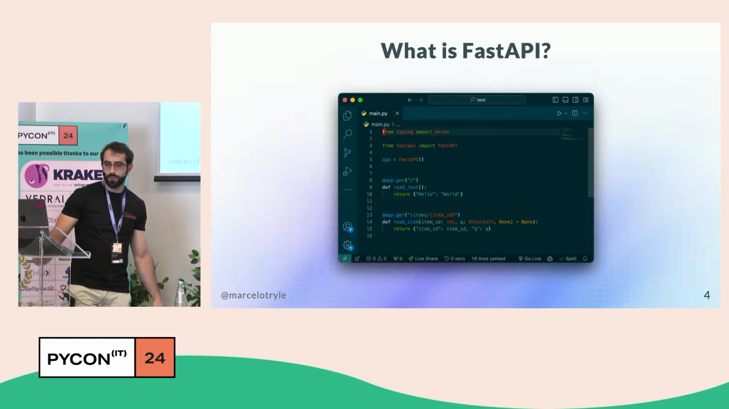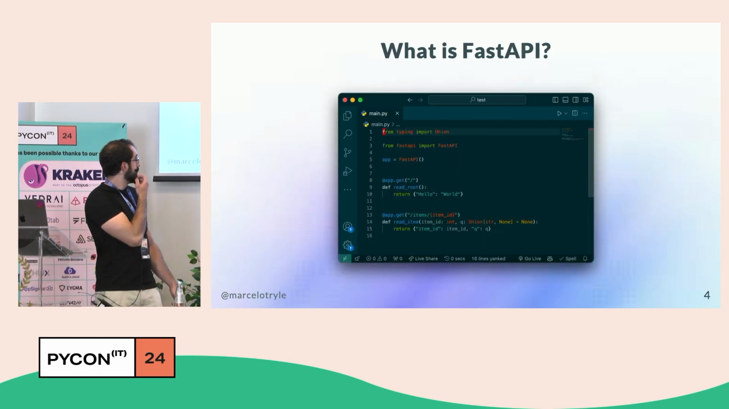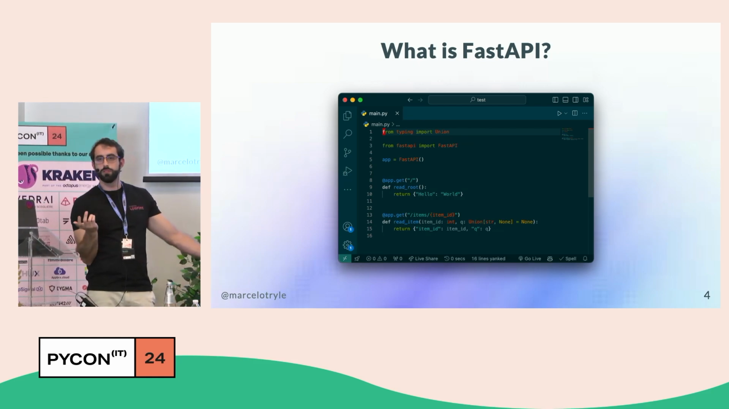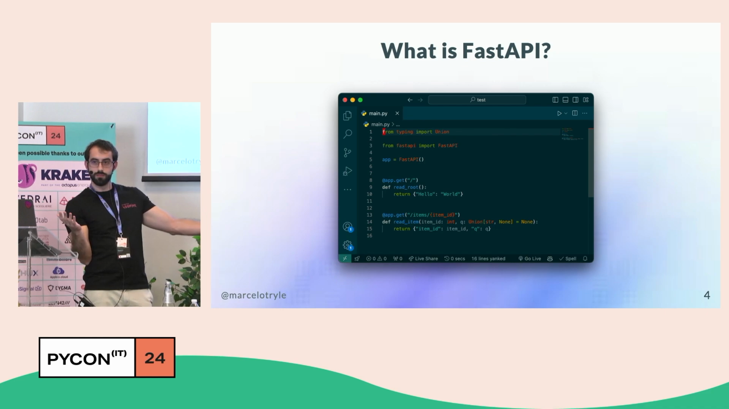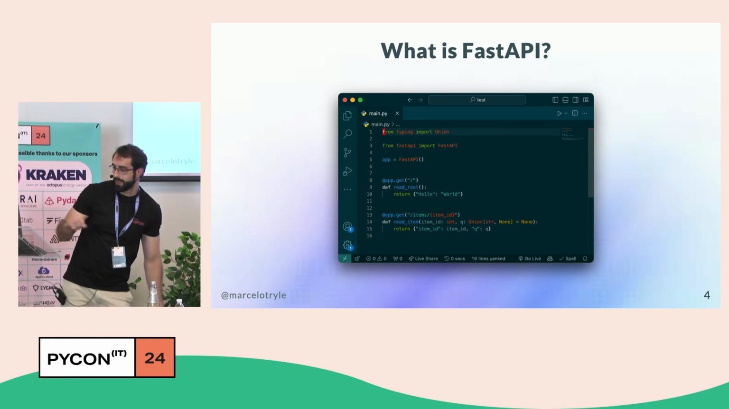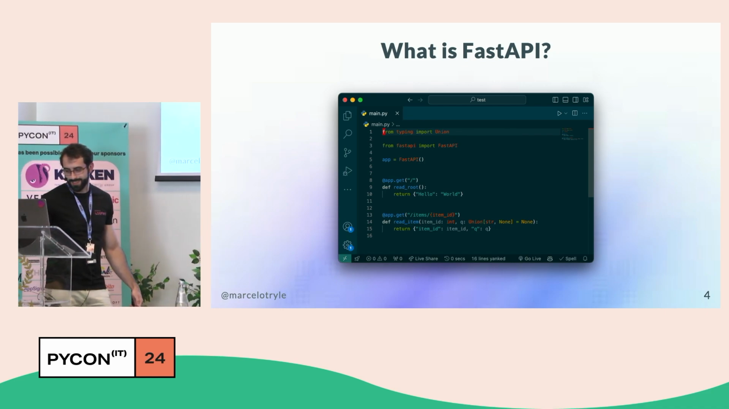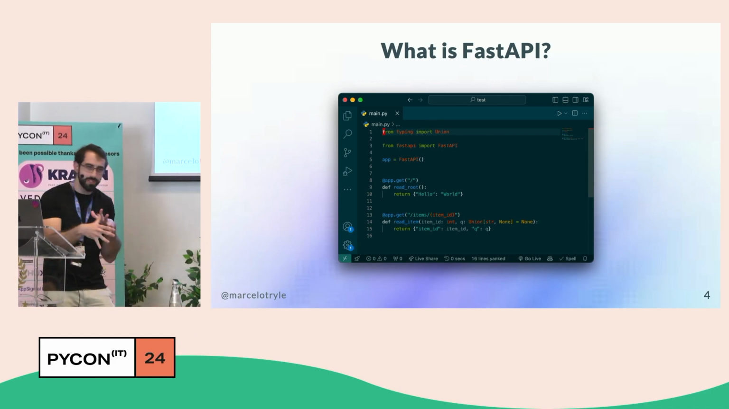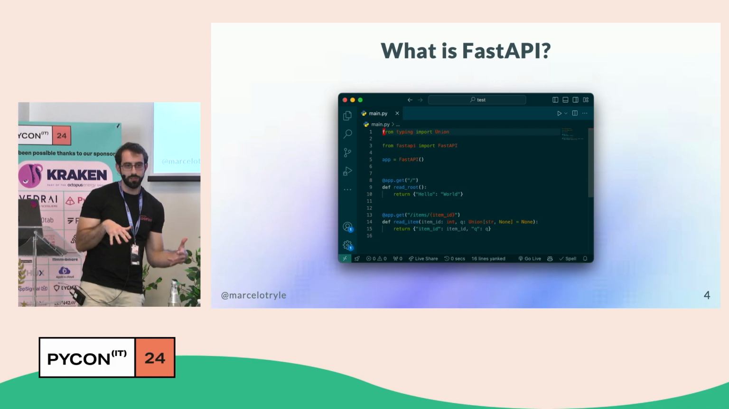And what's FastAPI? Oh yeah, is there anyone who doesn't use FastAPI here? Like never used? Okay. Cool. Yeah, the thing is, it's going to be more of an intermediary kind of talk.